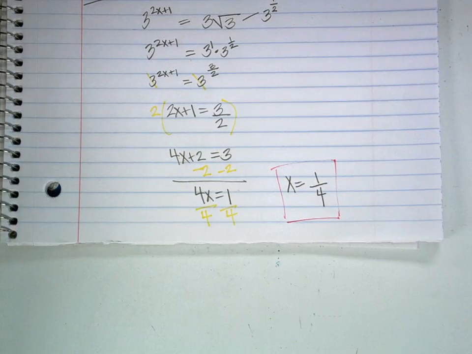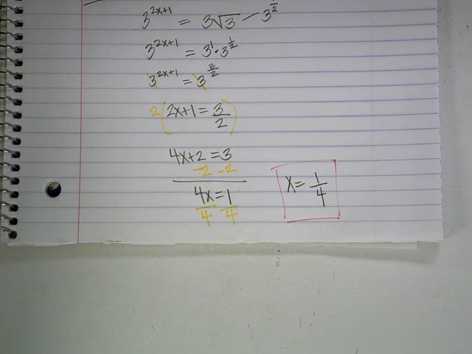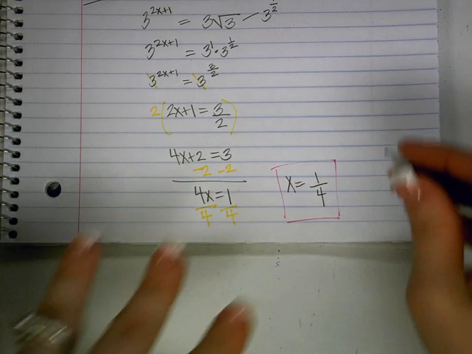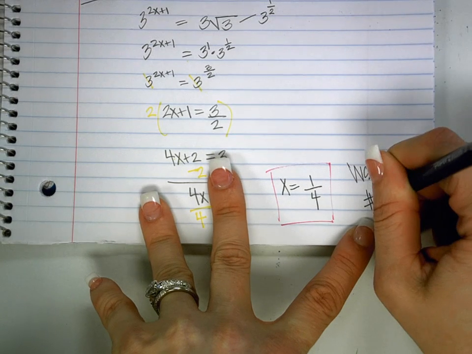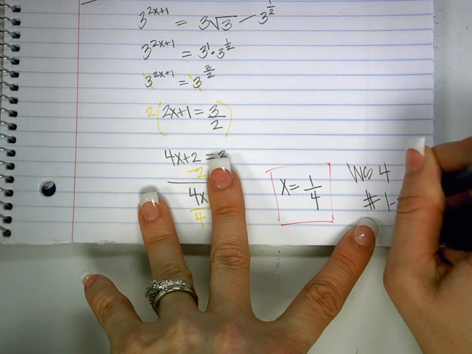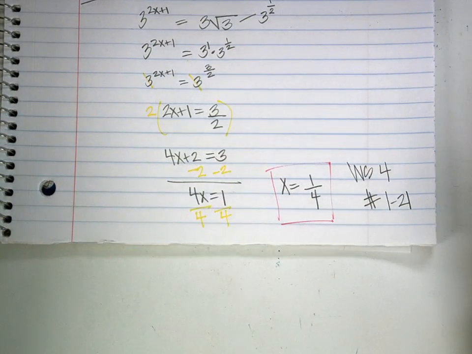Questions? Not too bad? Okay. You are going to be doing worksheet 4 for this objective, and you're doing numbers 1 through 21. Okay, worksheet 4, number 1 through 21.